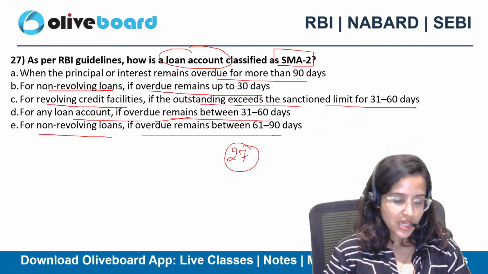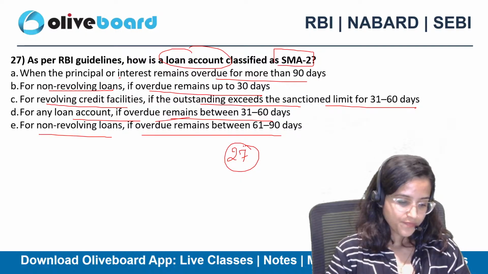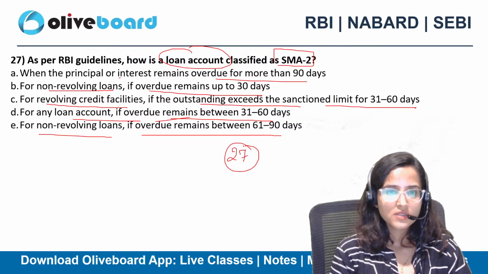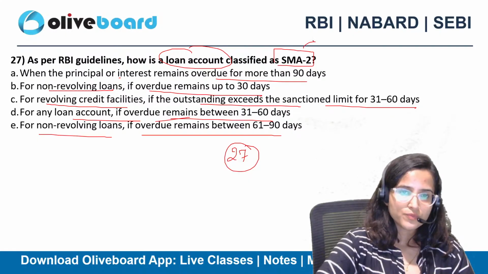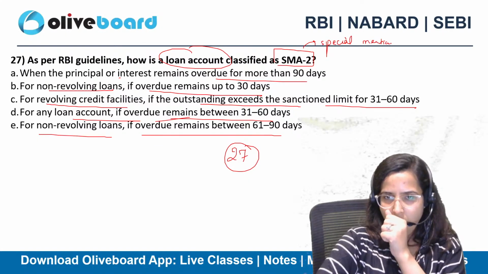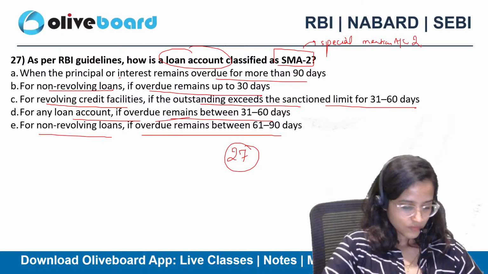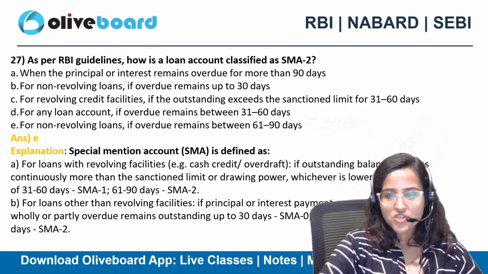Ashish has given me E as the answer. Anyone else who would like to answer? SMA2, special mention account 2. 27th answer is E. What is it? What is special mention account?